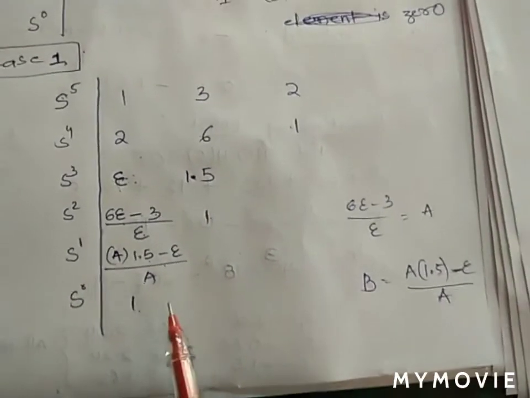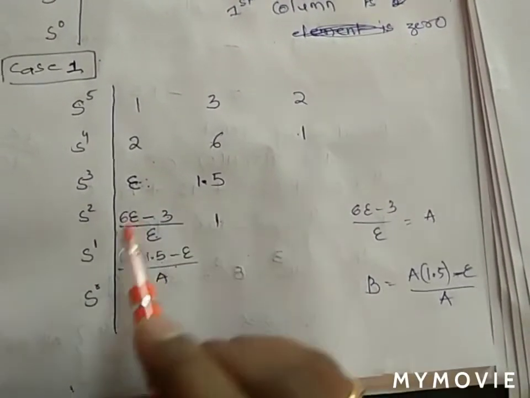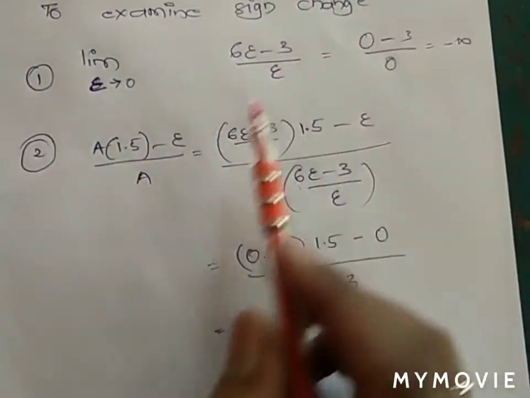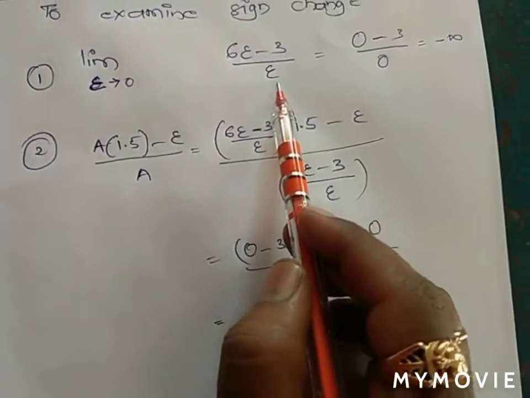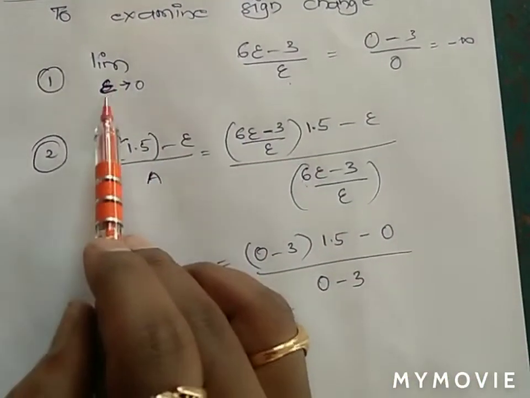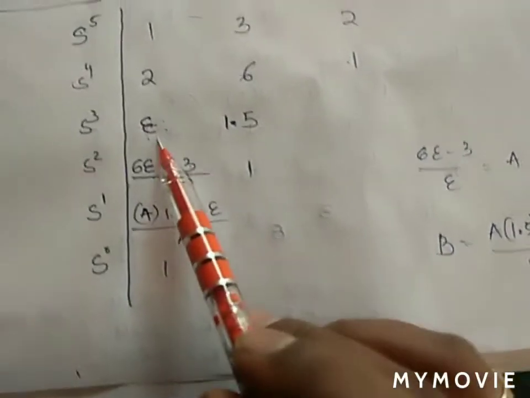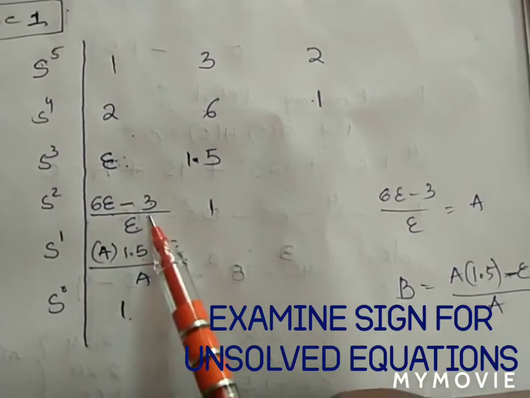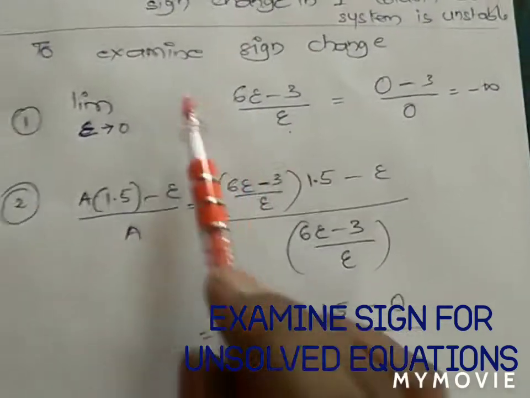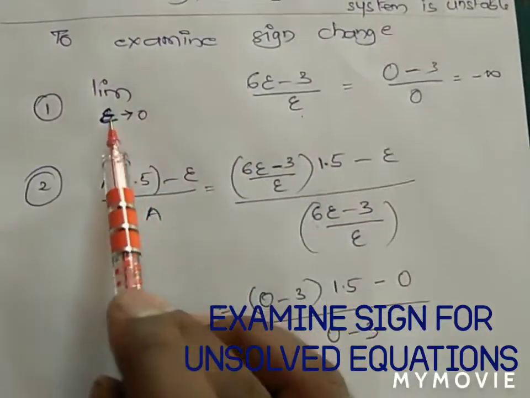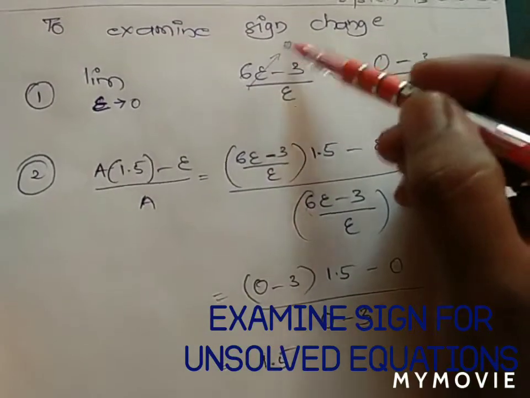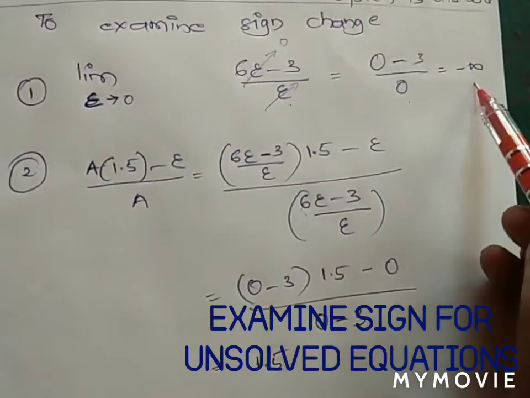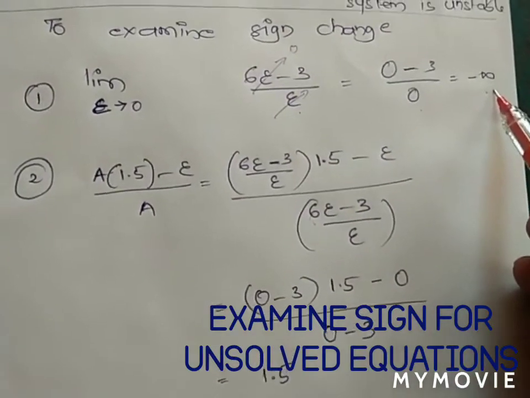Okay. Now we need to examine the sign change. To examine the sign change, take 6e minus 3 divided by e, where limit e tends to 0. I am taking this and examining the sign change. If e tends to 0, then 0 minus 3 divided by 0. Anything divided by 0 is infinity, so we will get minus infinity.